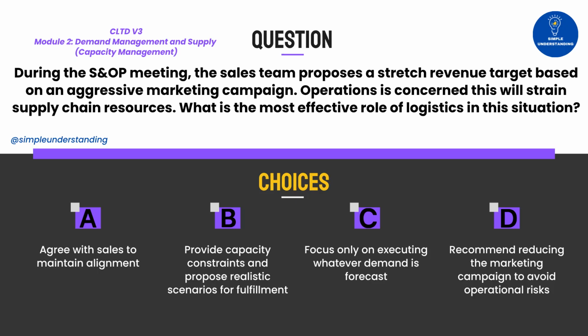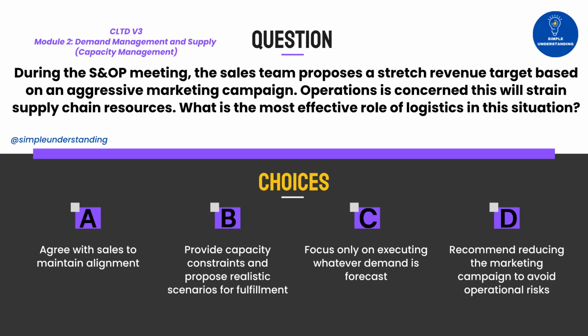Question 4. During the SNOP meeting, the sales team proposes a stretch revenue target based on an aggressive marketing campaign. Operations is concerned this will strain supply chain resources. What is the most effective role of logistics in this situation? A. Agree with sales to maintain alignment. B. Provide capacity constraints and propose realistic scenarios for fulfillment.